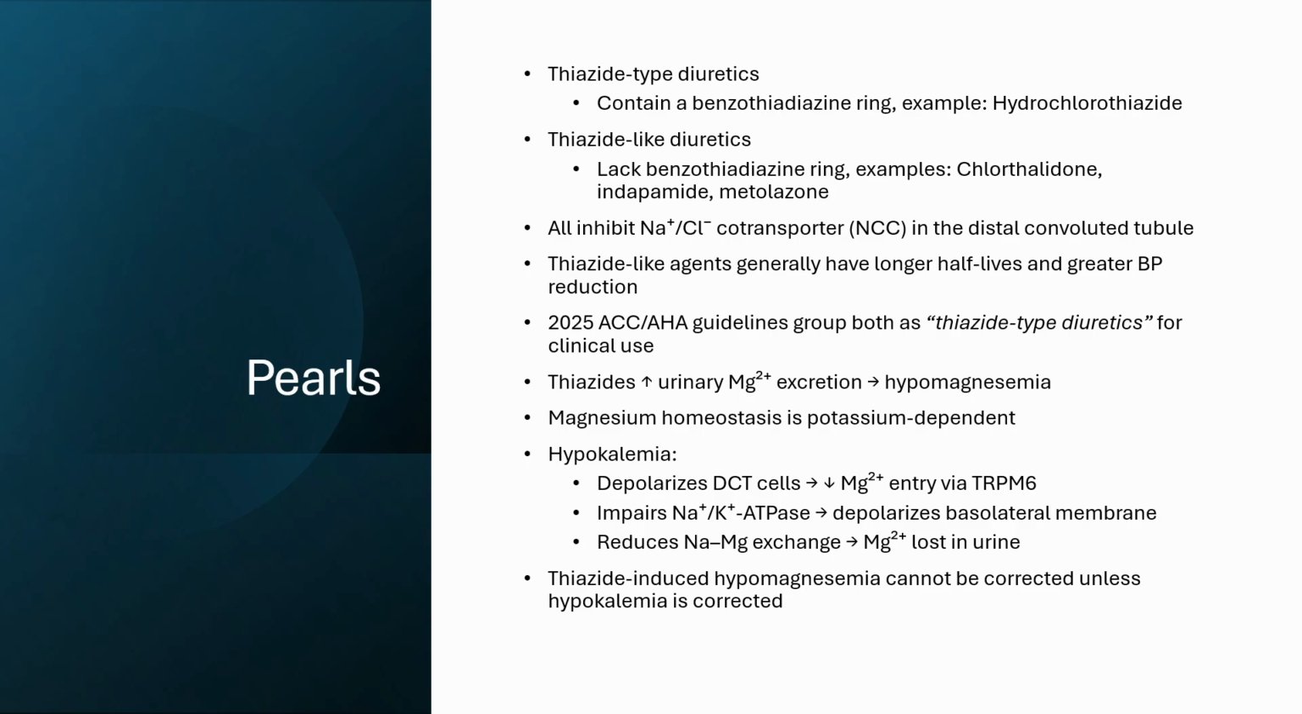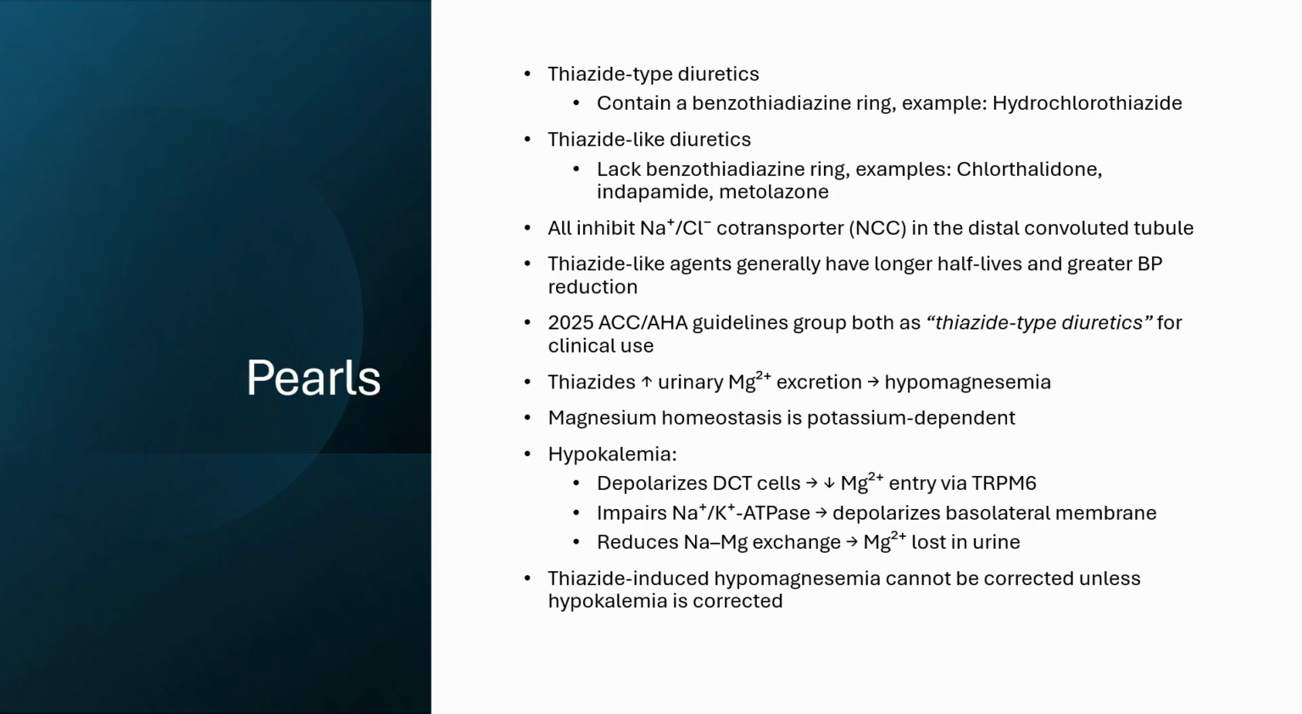Thiazide diuretics can be classified either as a thiazide type or thiazide-like. Thiazide type contain a benzothiazidine ring. Hydrochlorothiazide is considered a thiazide type. Thiazide-like diuretics lack this ring. Chlorthalidone, indapamide, and metolazone are considered thiazide-like. Despite their structural distinctions, both classes work at the distal convoluted tubule. Thiazide-like diuretics have a longer half-life and produce greater blood pressure reductions when compared to hydrochlorothiazide.